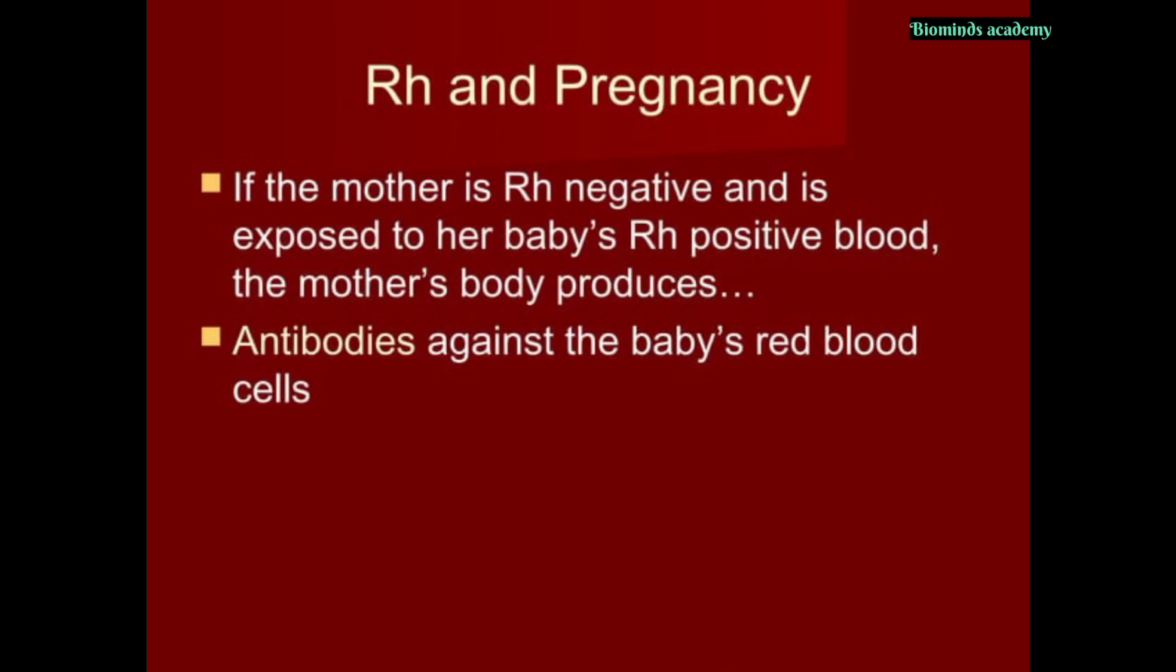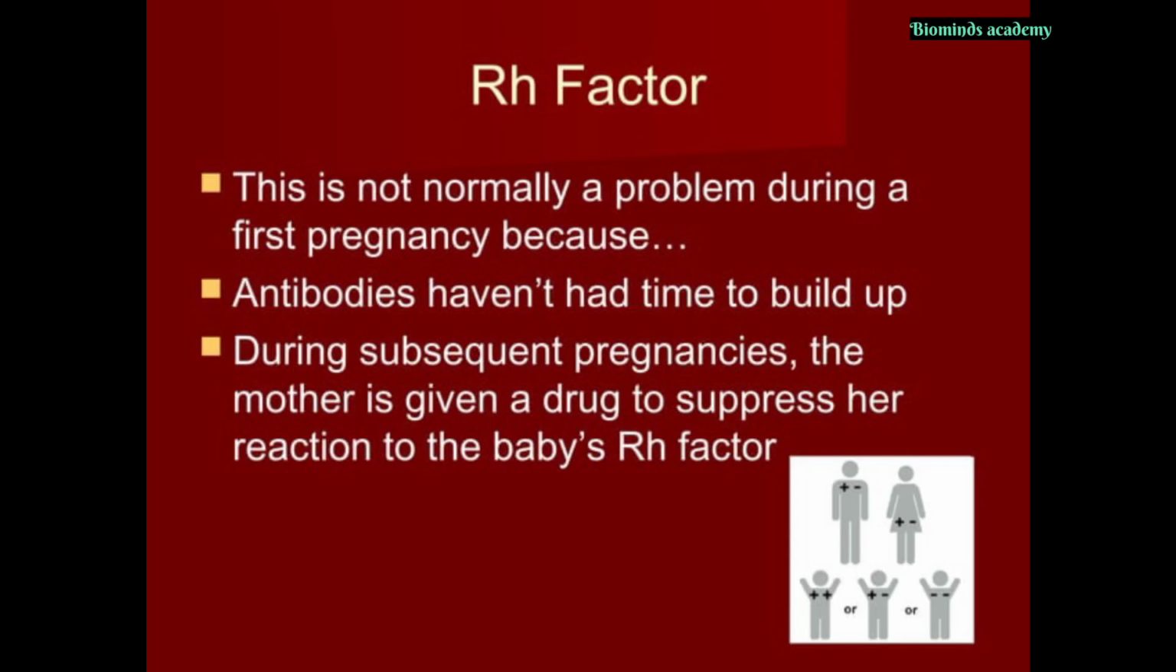And in pregnancy, if the mother is RH negative and is exposed to her baby's RH positive blood, the mother's body produces antibodies against the baby's red blood cells. But this is not a problem during the first pregnancy, because in that time antibodies haven't built up. But during other pregnancies, the mother is given a drug to suppress her reaction to the baby's RH factor.